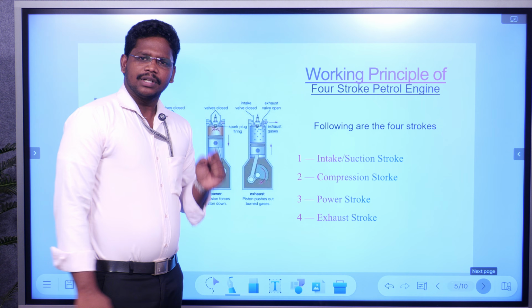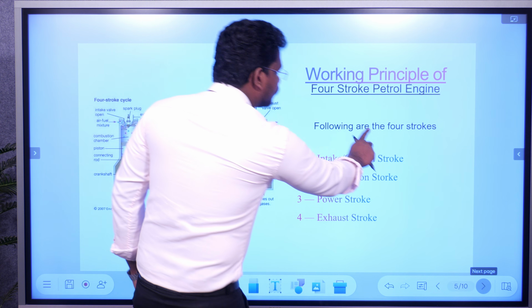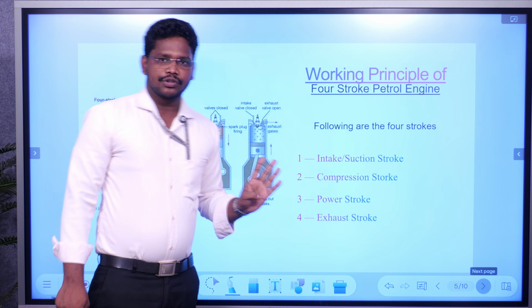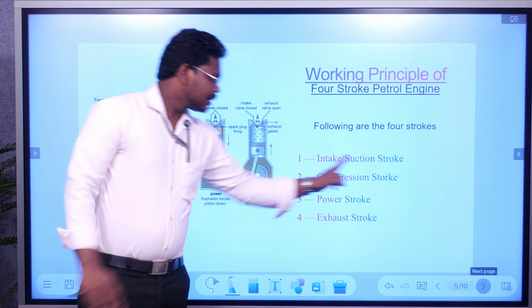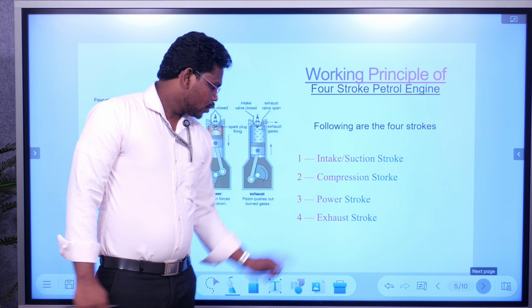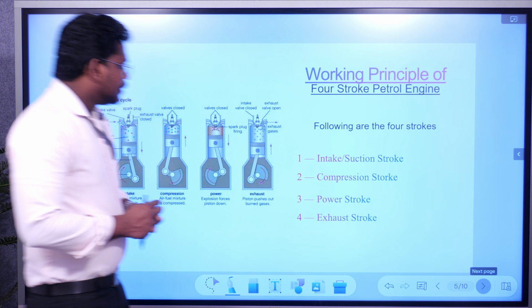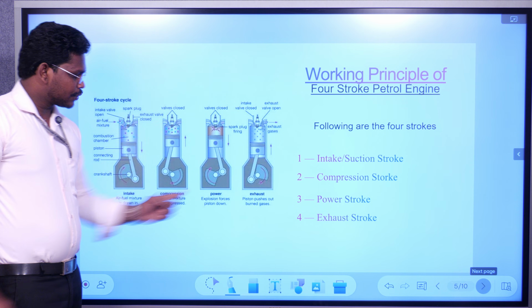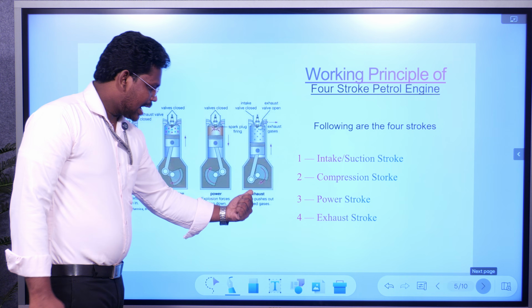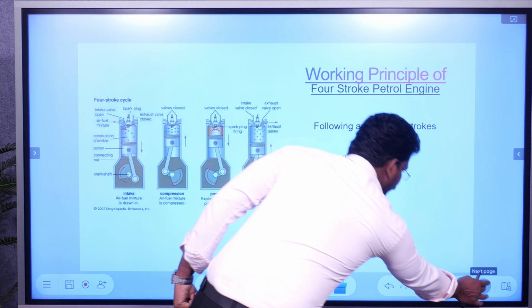In the internal combustion engine, the piston follows four strokes. Number 1, intake or suction stroke. Second, compression stroke. Third, power stroke. Fourth, exhaust stroke. These are the 4 strokes of a petrol engine. This is the figure of the 4-stroke engine: intake, compression stroke, power stroke and exhaust stroke. Let me briefly explain each stroke.